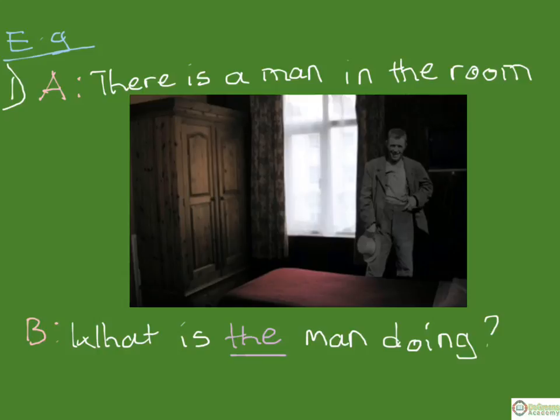So we then see that the definite article the can only be used when the noun has been mentioned before. We are aware that there is a man in the room. But now, since we have heard of it, we will then need to say, what is the man doing? We are not supposed to say, what is a man doing? No. Because we have heard of it, that is why we have to say, what is the man doing?